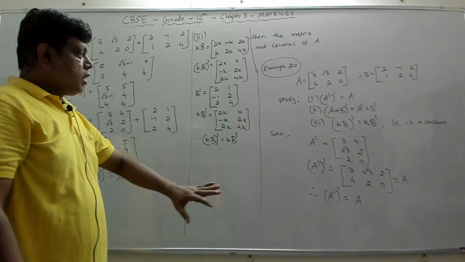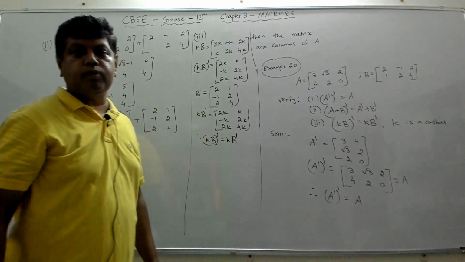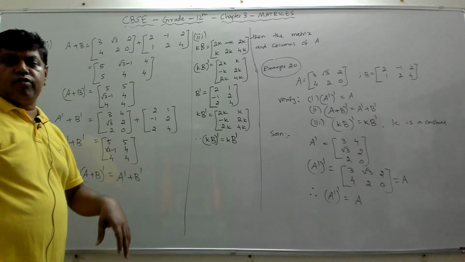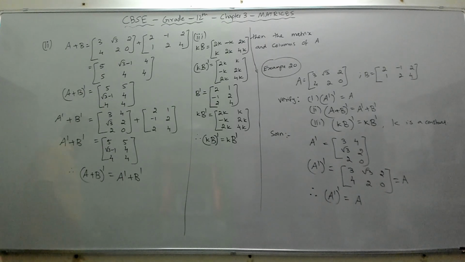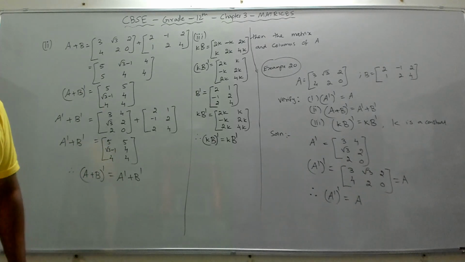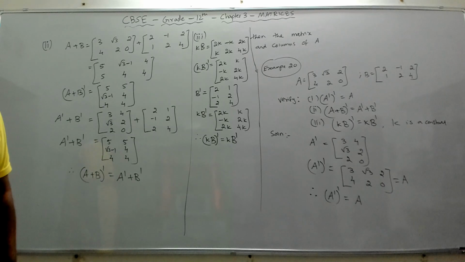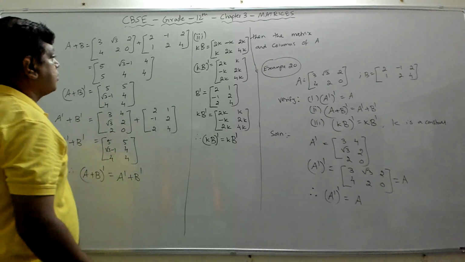Now the fourth one is not asked. Only these three properties we have verified for the given set of matrices. So all of you pause the video and take the notes. We'll go to the next one, which is example 21. Fine. I'll erase here.